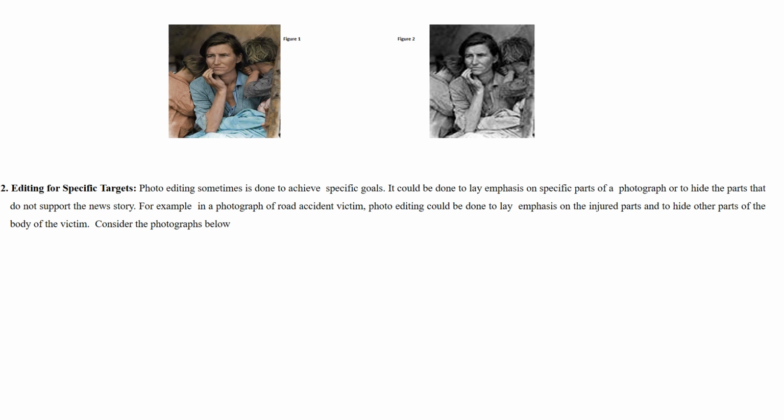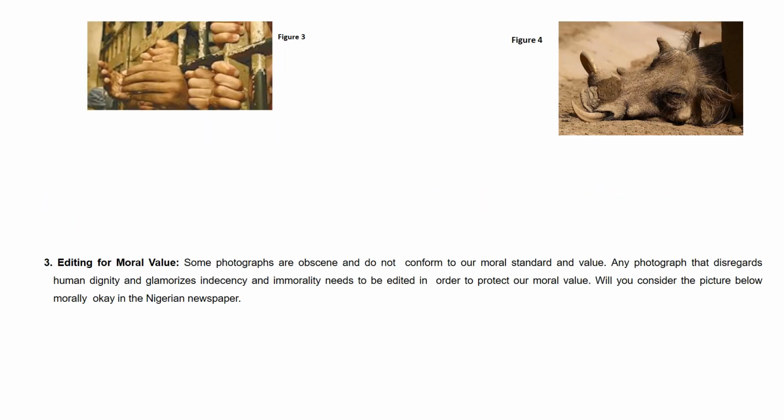Photo editing is sometimes done to achieve specific goals. It could be done to lay emphasis on specific parts of a photograph, or to hide the parts that do not support the news story. For example, in a photograph of a road accident victim, photo editing could be done to lay emphasis on the injured parts and to hide other parts of the body of the victim. Consider the photographs below. First one is figure 3 and next is figure 4.